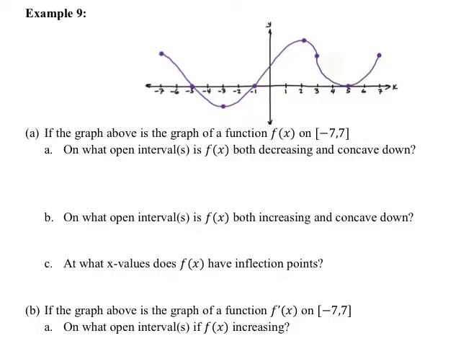Alright, in example 9 it says if the graph above is the function f of x, what is the open intervals where the function is both decreasing and concave down? So it's important to note that this is the graph of f and not f prime. So we want portions of the graph where we are decreasing. So we're decreasing here and here, as well as concave down. So it looks like the only portion that we are decreasing and concave down is -7 to -5.